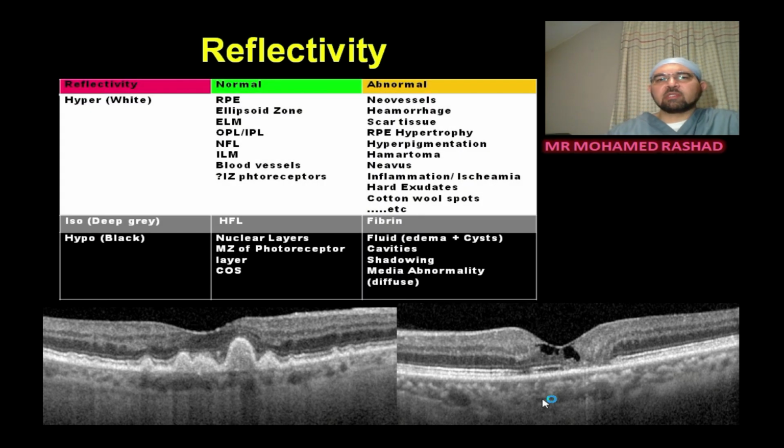So in summary, most of the abnormal structures are hyperreflective, except if you have some fluid or cysts or cavities. The normal structures that are hyperreflective are the nuclear layers, the myoid zone, and the outer segments of the cones. And the iso-reflective is the Henle fiber layer. So this table is summarizing the hyperreflective and hyporeflective structures that we can see either normal or in pathology.